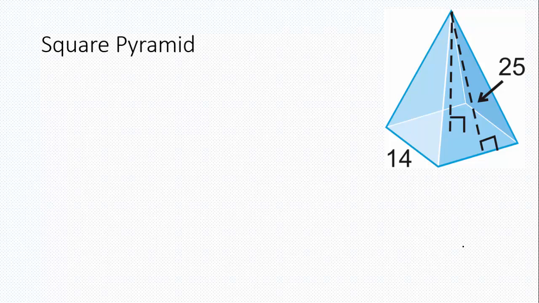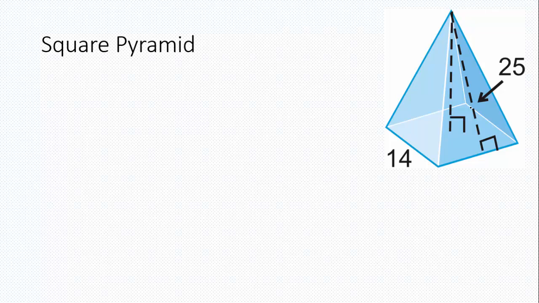Here's a square pyramid. Pyramids are named based on the base. Whatever polygon you see in the base, that's the name of that pyramid. It could be octagonal, it could be hexagonal, it could be rhombic. Sometimes they're not even regular polygons and they stand crooked, but we're not going to do any of those.